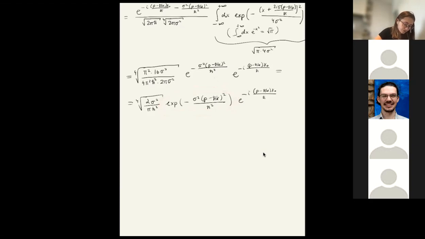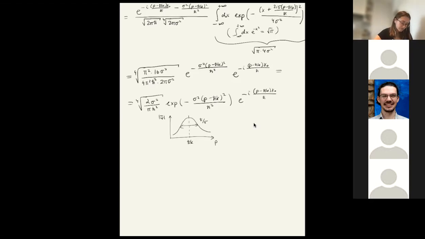But in this case, it's just a Gaussian. So if we take the modulus of psi tilde of p, this is a Gaussian which is centered around ħk and has a characteristic width of ħ over sigma. Okay, so here we indeed have confirmed that a Gaussian transforms into a Gaussian.